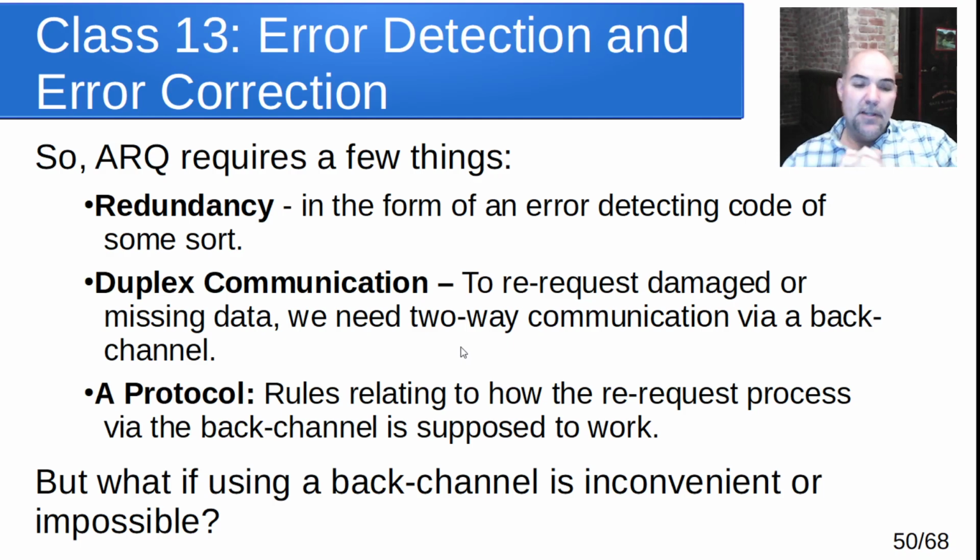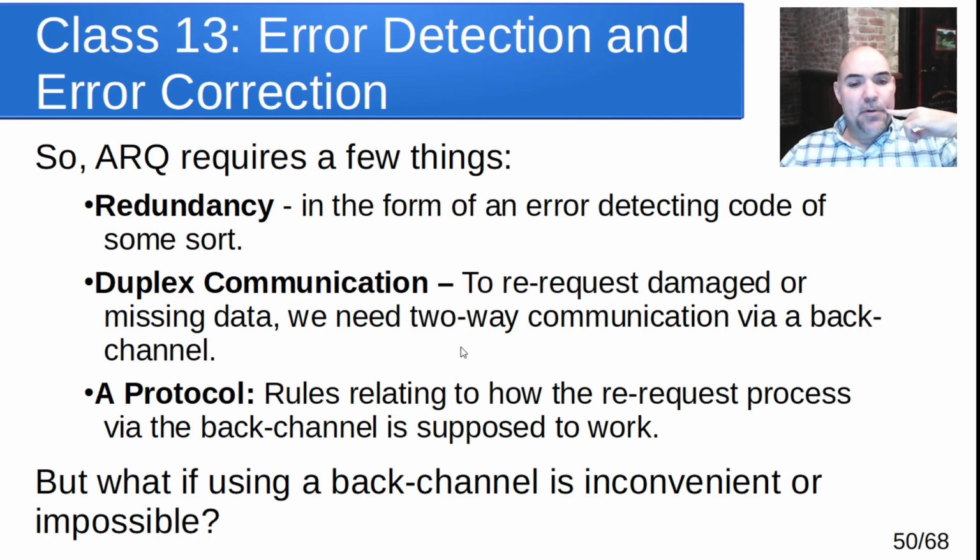So first off, automatic repeat request requires a few things. It has redundancy in the form of some sort of error detecting code. Could be an arithmetic checksum, could be a cyclic redundancy check, could be block parity, could be whatever. It's usually a CRC. It also requires duplex communication, which means we have to be able to re-request damaged packets and a way to acknowledge packets that are good. So we need two-way communication via a back channel back to the transmitter.